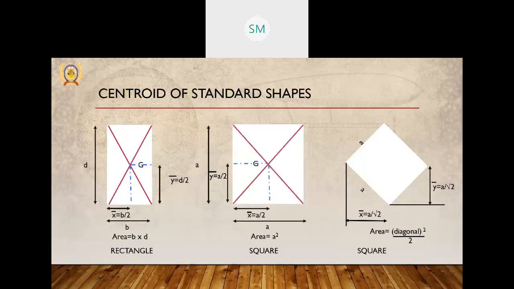Similarly, for a square of side A, the area will be A square, and the centroid will lie on the intersection of the diagonals, that is A by 2 in x and A by 2 in the y dimension. And if a tilted square is there and the diagonal is known, then the area will be diagonal square by 2, and the centroid coordinates will be A by root 2 and A by root 2.